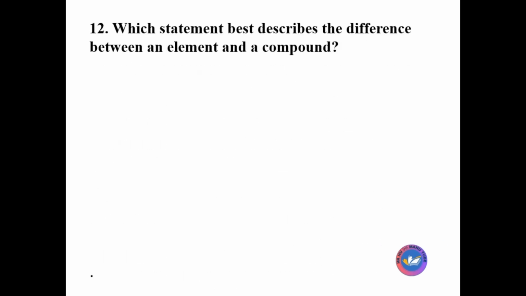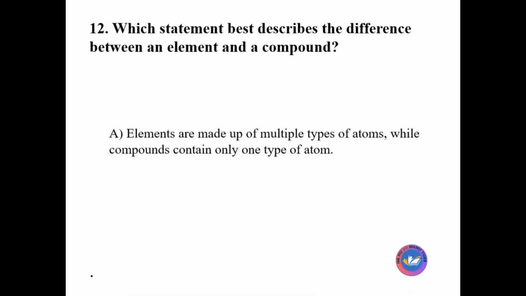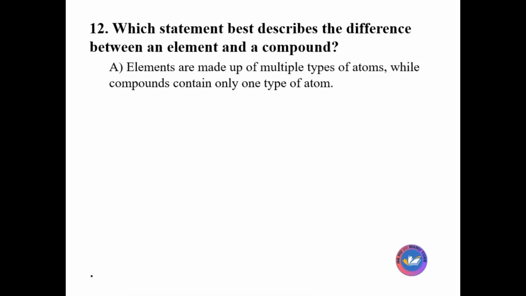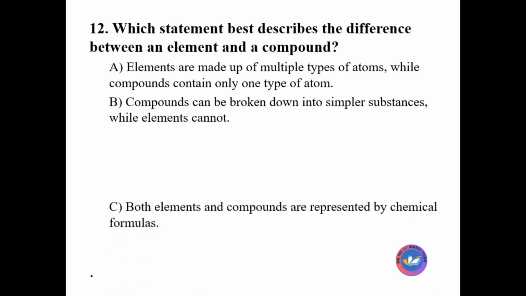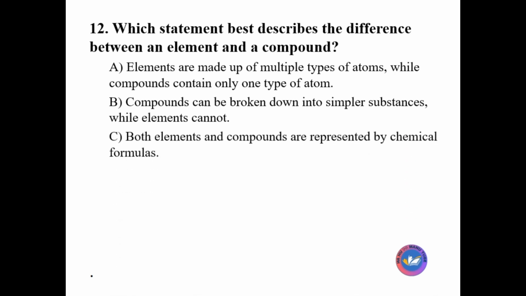Question number 12. Which statement best describes the difference between an element and a compound? A. Elements are made up of multiple types of atoms, while compounds contain only one type of atom. B. Compounds can be broken down into simpler substances, while elements cannot. C. Both elements and compounds are represented by chemical formulas. D. Compounds exist in nature, while elements do not.